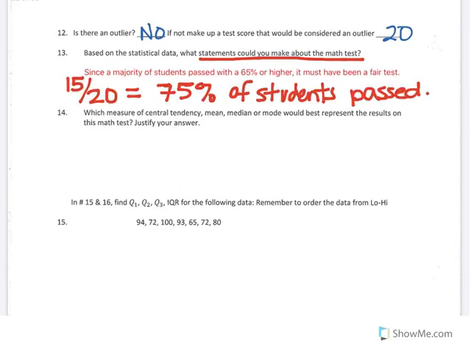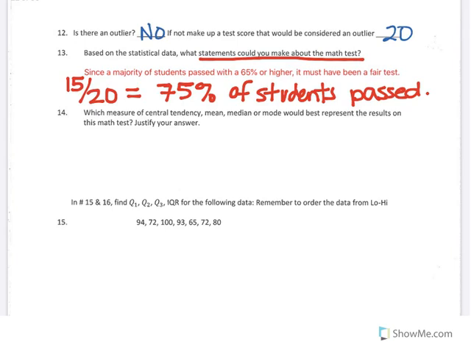And I went ahead and did the math to figure out the percentage of students that passed, and there were 15 out of the 20 test scores that showed 75% of the students passed this exam. So that's how I can say it's a majority, because 75% is definitely larger than 50, and anything larger than 50 is considered majority.